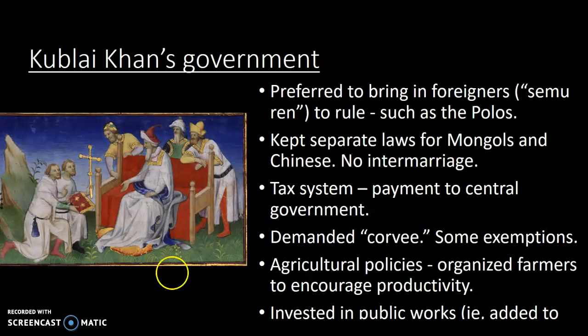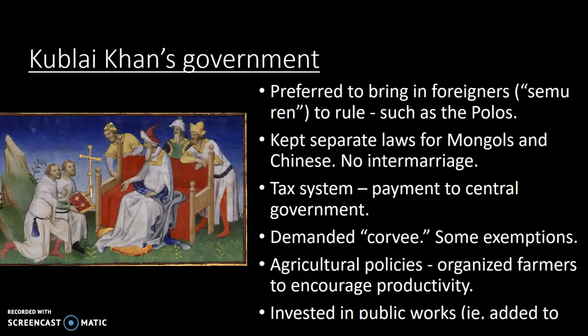There are some separate laws for things like no intermarriage. So Mongols and the Chinese, to some degree, are kept separately. It's not a completely segregated society, but there are elements of that. So something to keep in mind, especially if you're doing the second debate topic. There are some governmental policies that intend to keep the economic system kicking, which is organizing farmers to encourage productivity.